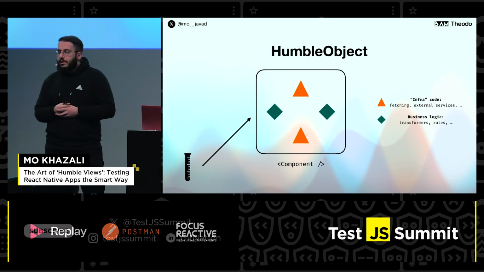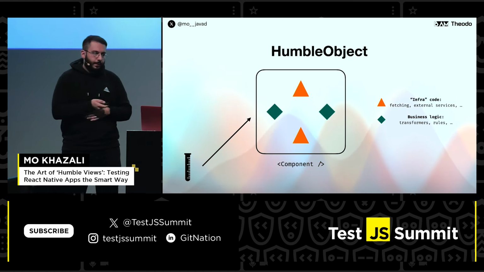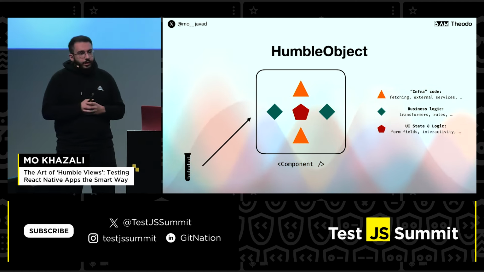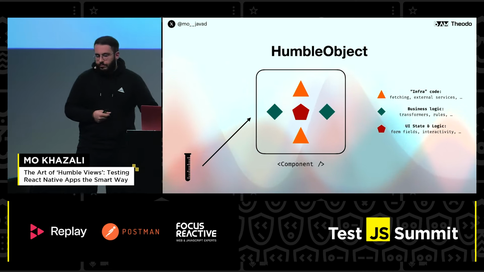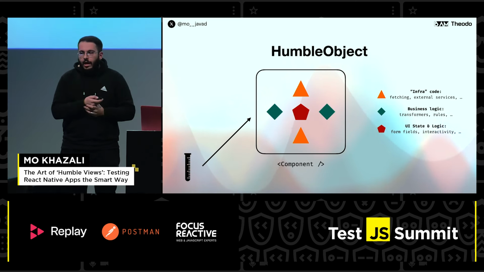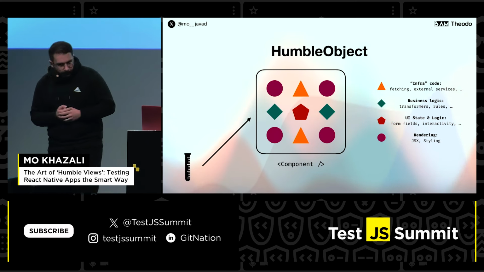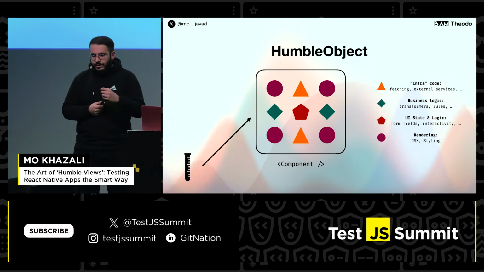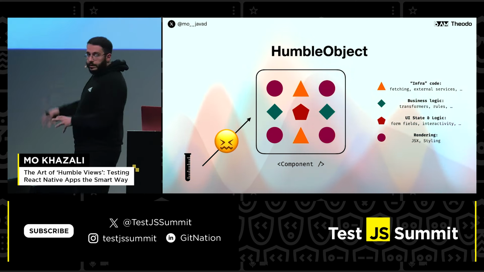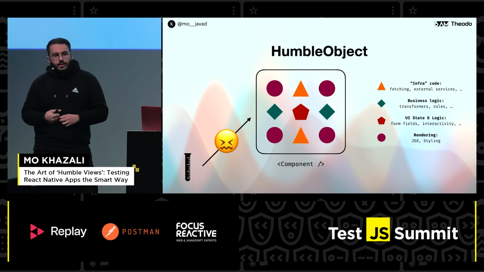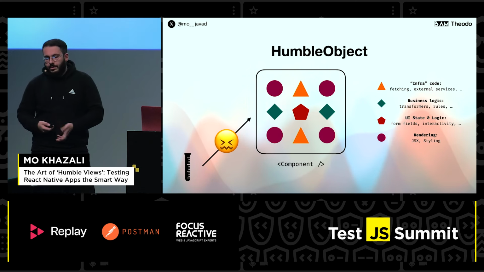You can have business logic, things like transformers, rules that you may have in your code, different flows of logic. You can have UI state and logic that is inherently related to rendering. So that's your form fields, your validation rules, so on and so forth, maybe some interactivity that goes into play. And lastly, you have the actual JSX and the styling. The humble object model is trying to aid with the problem that when you try to test this component in its entirety, it's quite complex because you need to mock a bunch of stuff, mock your external dependencies, and maybe you don't want to test all of this.